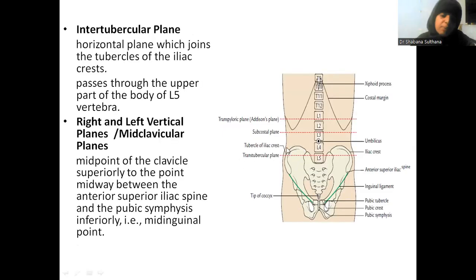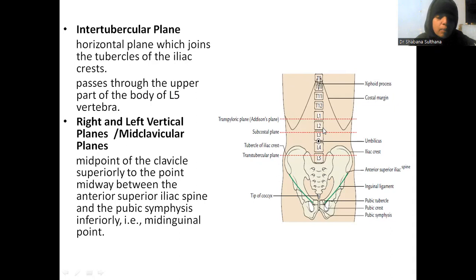Intertubercular plane. If you remember the hip bone, we have the iliac crest, and just 5 centimeters behind the anterior superior iliac spine, we have the iliac tubercle. At the level of the tubercles, if you cut across the right and left tubercles of the iliac crest, you call that plane the intertubercular plane, or transtubercular plane. It is passing across which vertebra? The L5 vertebra.